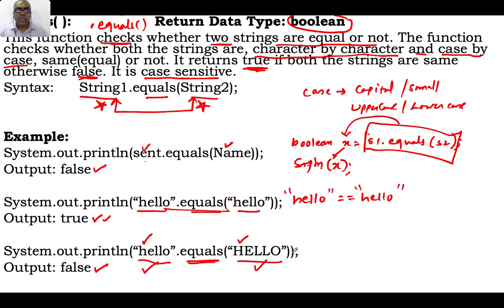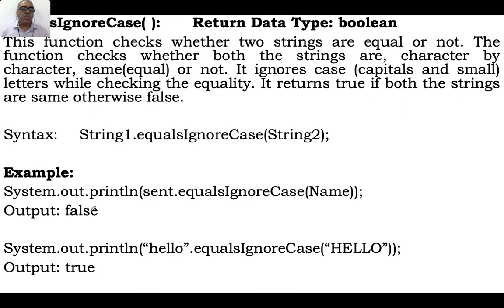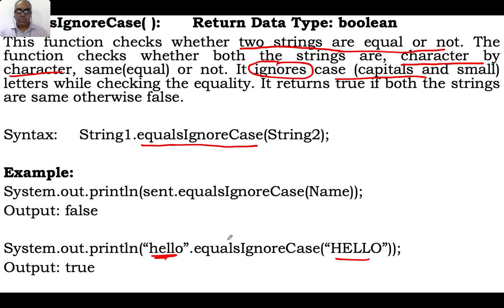Now as a programmer, you feel that my function should be able to check every character as long as the character is the same, and case may be ignored. In that case, you have a function called equalsIgnoreCase. EqualsIgnoreCase also checks whether two strings are equal or not, but it checks only character by character and ignores the capital and small part. Ignoring capital and small, if both are HELLO and hello, then the return value is true.